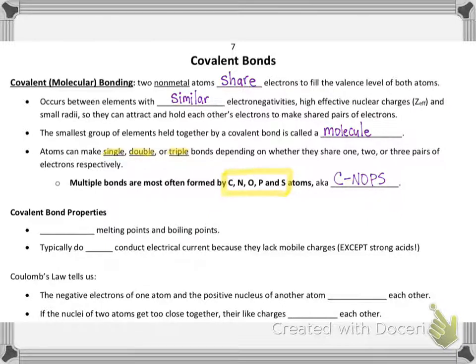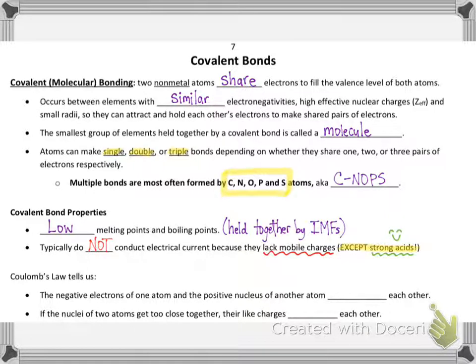Properties of covalent bonds include low melting and boiling points because the molecules aren't being held together by covalent bonds, they're held together by intermolecular forces. If you've forgotten about IMFs, worry not. We are definitely going to be reviewing those later in this unit. Now, covalent compounds typically do not conduct an electric current because they don't have mobile charges. They don't have charges at all. Unless you have a strong acid. Strong acids, of course, will dissociate into charged particles, which is why strong acids are great electrolytes when dissolved in solution.